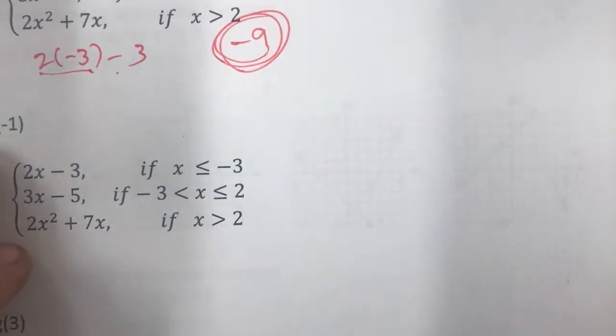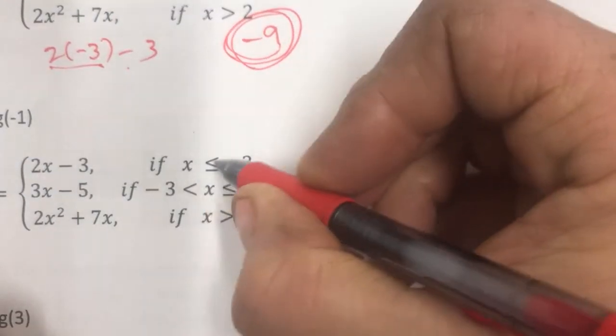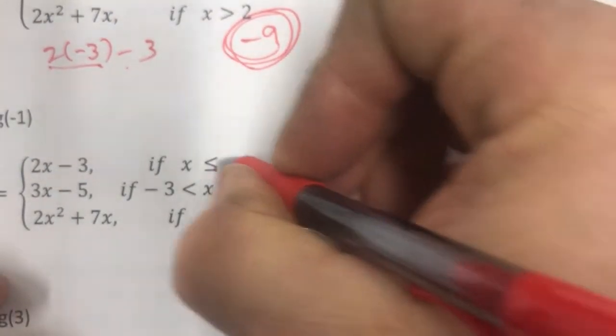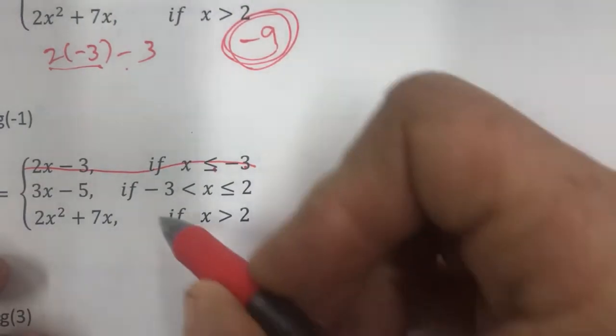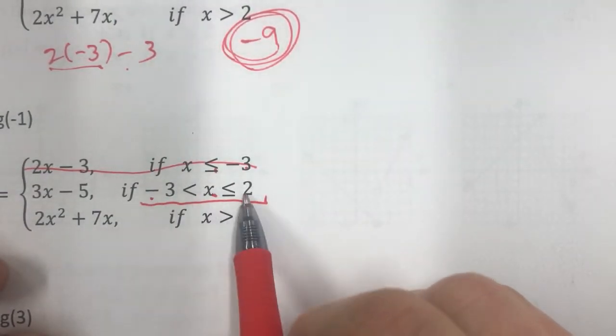What about g of -1? Same function here. I'm going to do g of -1. All right, is -1 less than or equal to -3? No. Now look here. See this right here? Is -1 between -3 and 2?